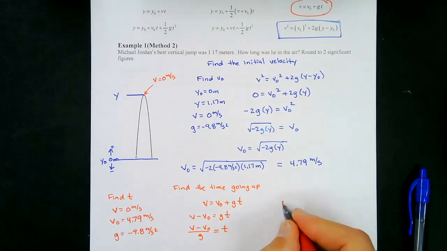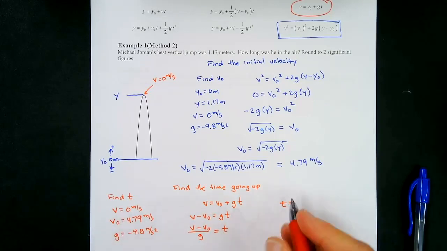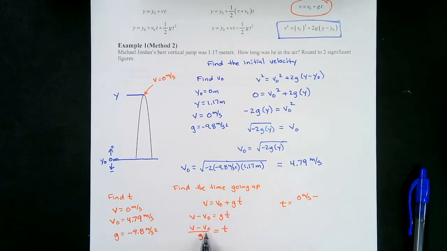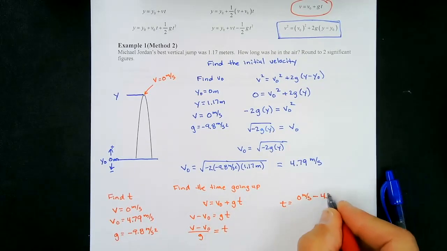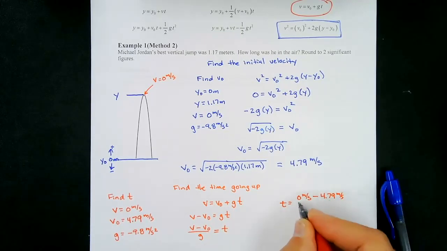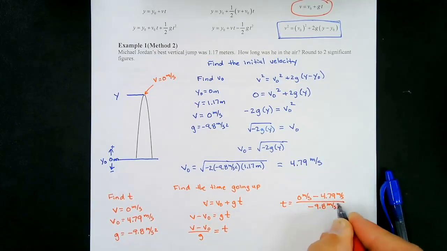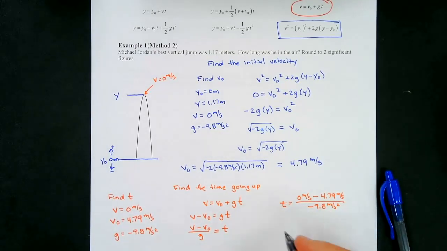So to get my time, I'm going to have to take the final velocity, 0 meters per second, subtract the initial velocity, which is 4.79 meters per second, and divide that by negative 9.8 meters per second squared. And if I put that into my calculator, I wind up with 0.49 seconds. And once again, I would have to double it because this is only the time going up. I would double it, and then I would have the total time Jordan was in the air.